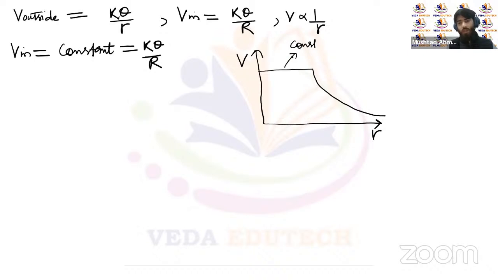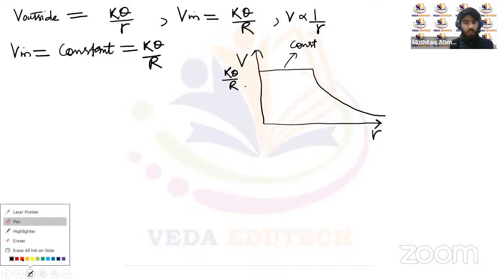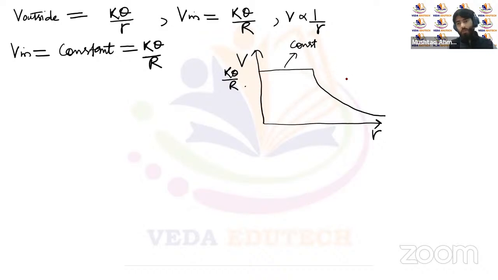It means that it has a value kq upon capital R. And outside this region, it will be inversely proportional to r. It means that outside it will be 1 by r, and inside it will be a constant.